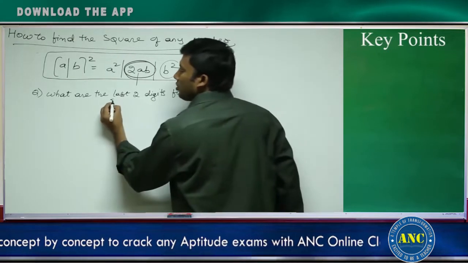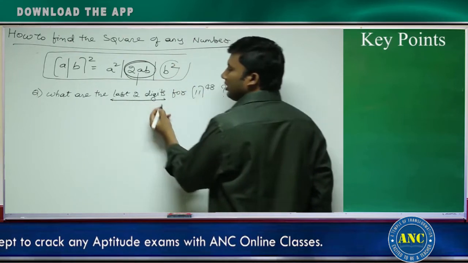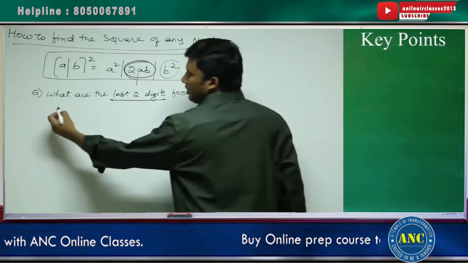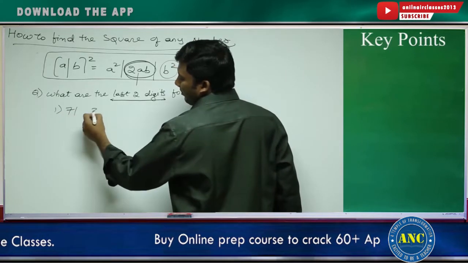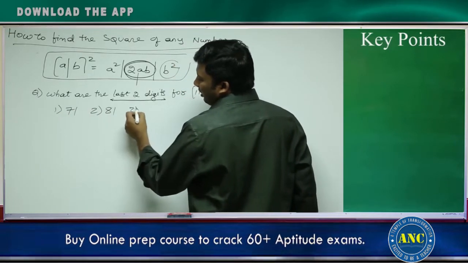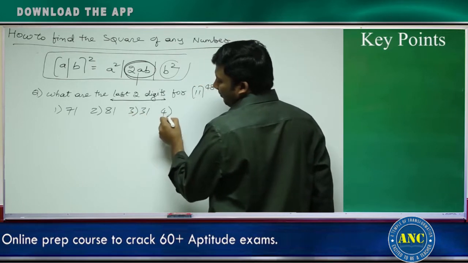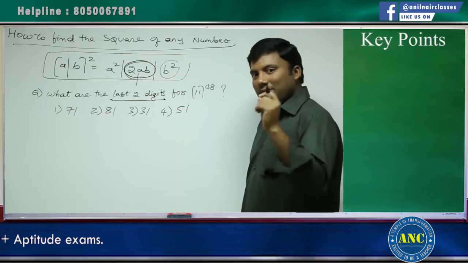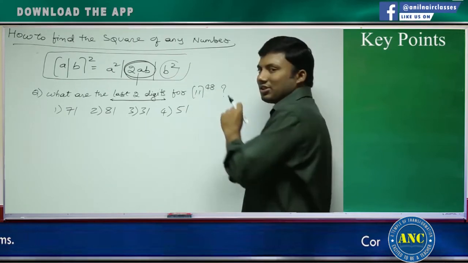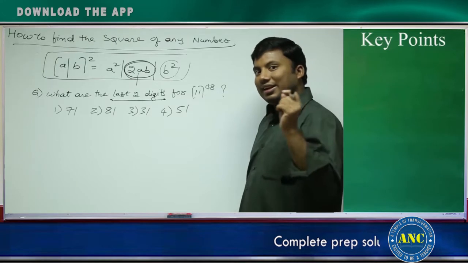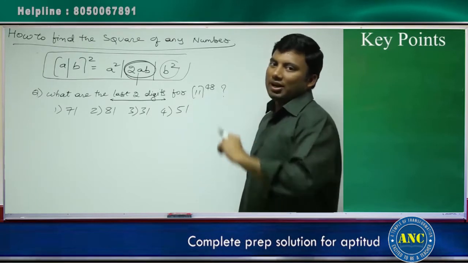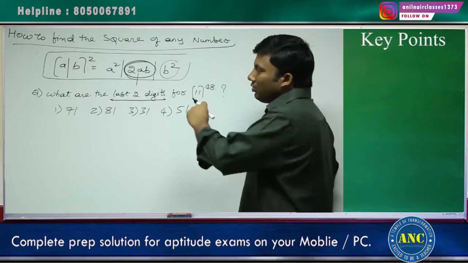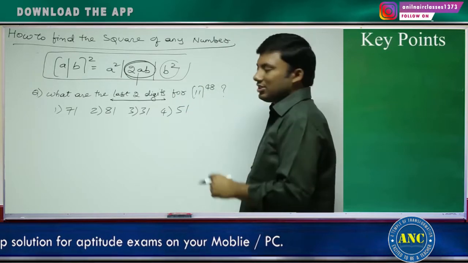When I say last two digits, we are interested in finding the unit digit and the tens digit of a number. Suppose the options are 71, 81, 31 and 51. There is a method to find the last two digits of a number, which we will discuss in detail in the forthcoming classes. But in this case, let us solve it by using the concept we just discussed.